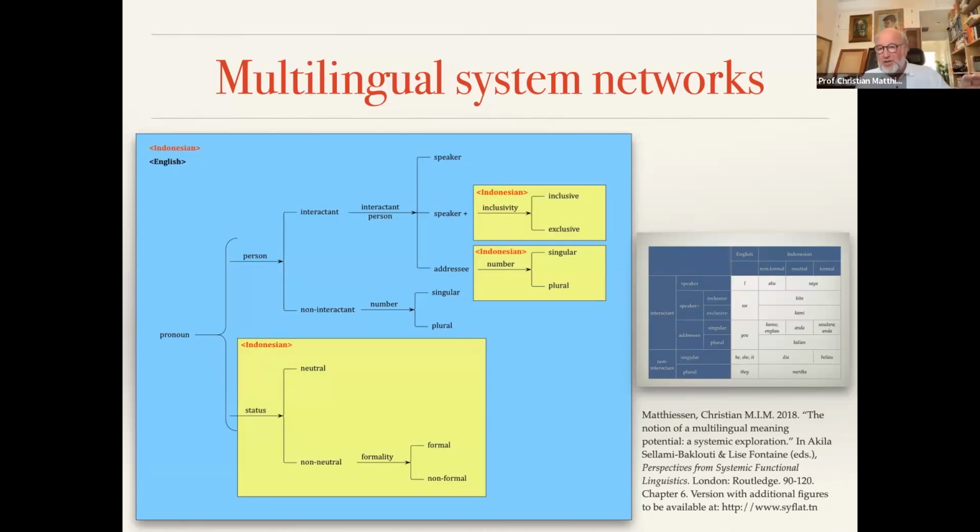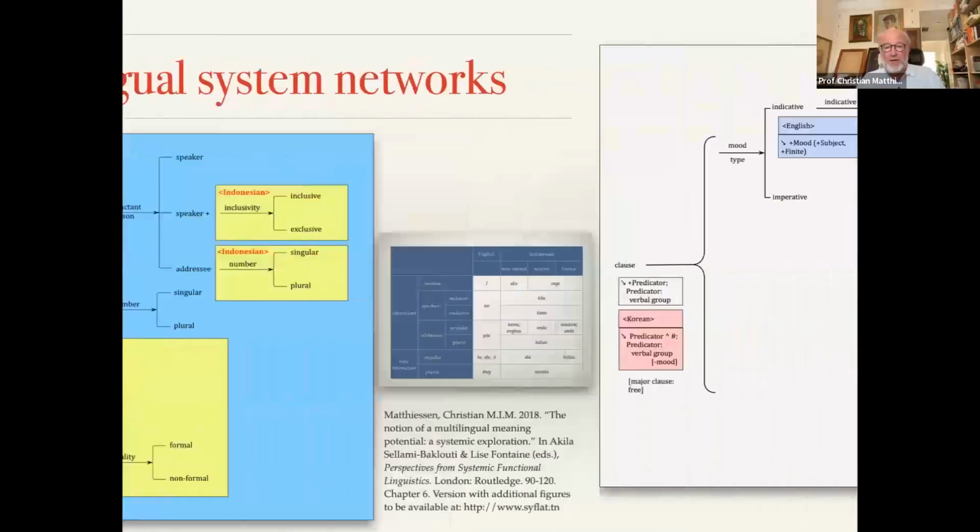So in addition to person, simultaneously with this, Indonesian has a set of systems having to do with status. So that's an enactment of the tenor relation between the speaker and the addressee. Is the status neutral or non-neutral? If it's non-neutral, is it formal or non-formal? And as I've indicated, you can set this out as a matrix or a table showing the different pronouns realizing these choices in English and Indonesian. So that can be a powerful cartographic tool.